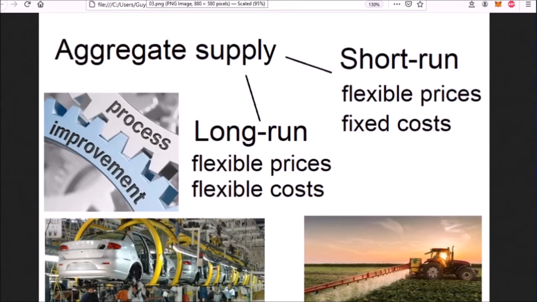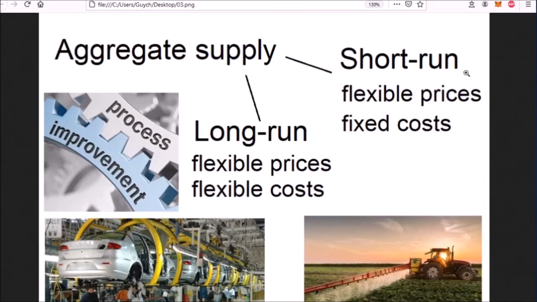And before we jump into the graphs, we have to distinguish two time frames because there are two types of aggregate supply. There is a short-run aggregate supply, and on the chart we have a separate part which stands for the long-run aggregate supply. So let's distinguish the time frames first.